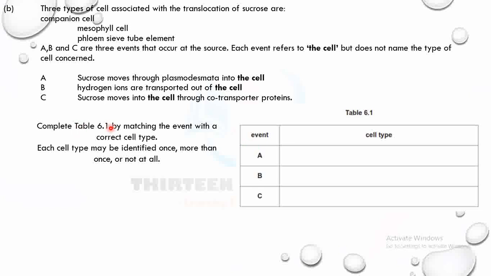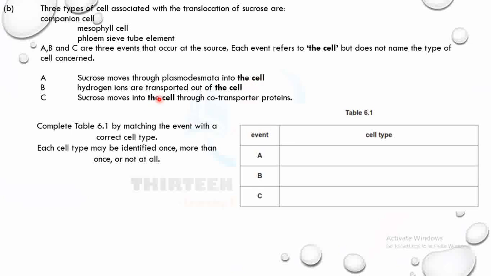Complete table 6.1 by matching the event with a correct cell type. Each cell type may be identified once or not at all. So A, which cell is A? Sucrose moves through plasmodesmata into cell A. I want you to attempt the answer. Cell A is the sieve tube element, because sucrose moves from the companion cell through plasmodesmata into the sieve tube element, right?